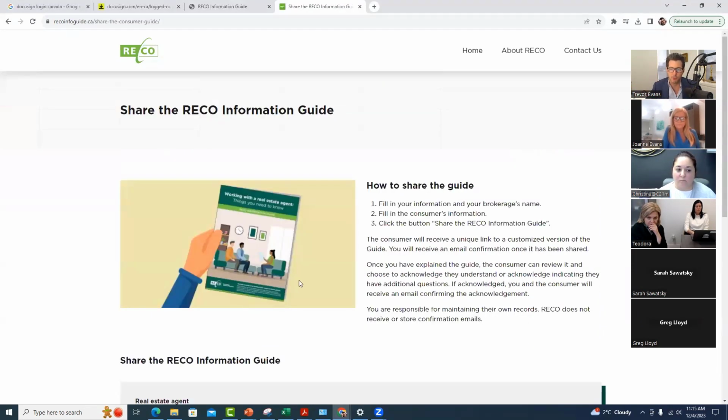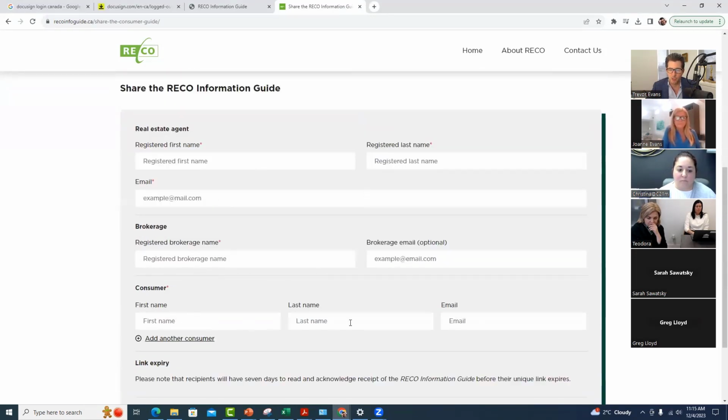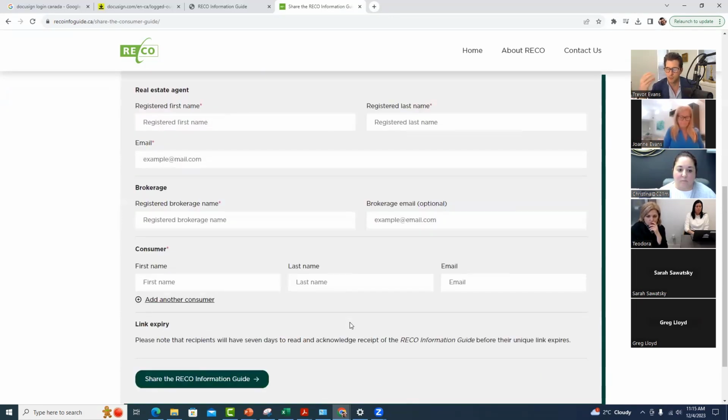I would click on share the information guide and enter in my details of myself and then the consumer that I'm going to pass the information guide along to. Once the client or consumer goes through the guide and acknowledges it, you do receive an email confirming that they have gone through that. This is a convenient tool that I think we'll all start getting used to using, and I'm sure we'll find QR codes, then insert those into your buyer packages and processes there, and it'll be a great tool and resource.